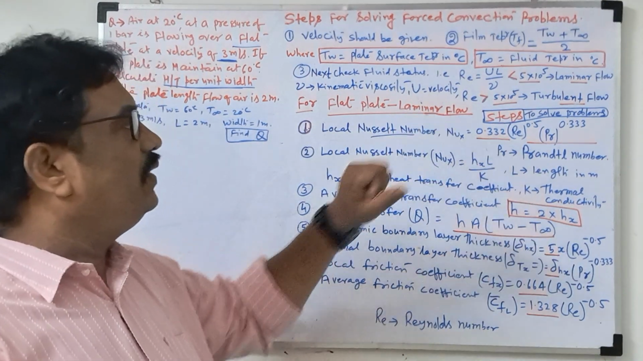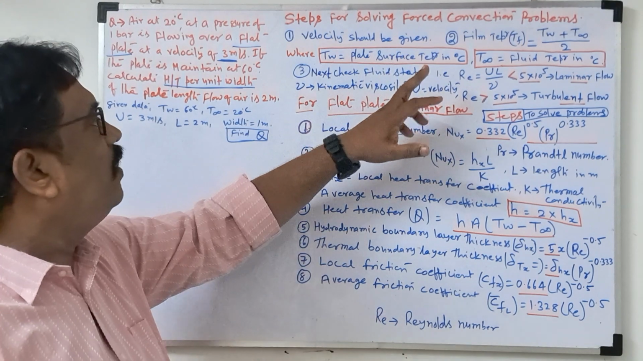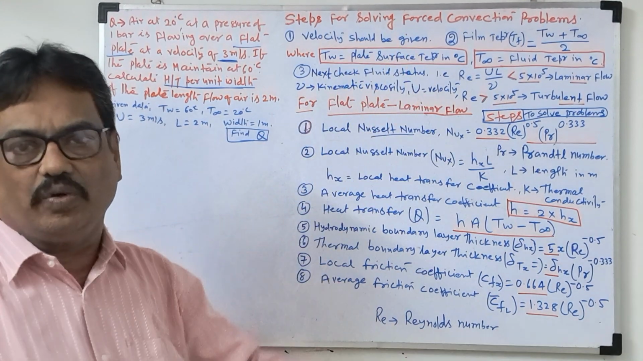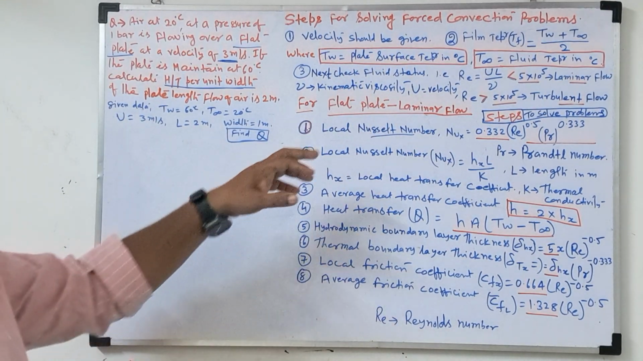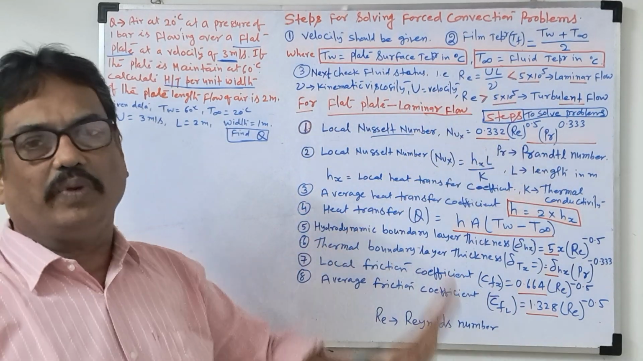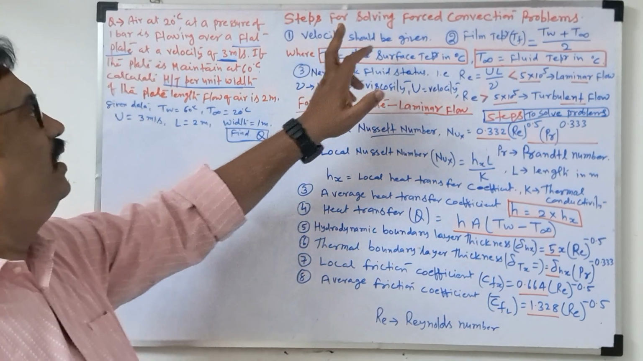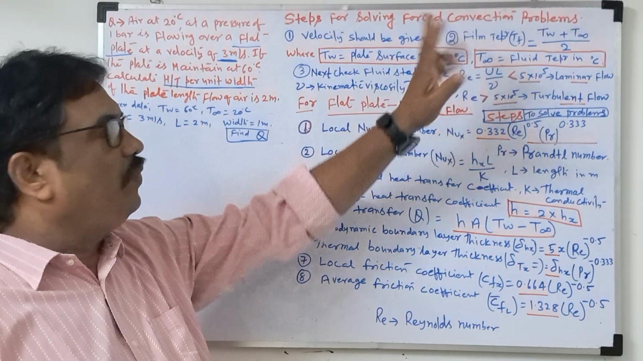How will we identify a forced convection problem? If velocity is given in the question, that means this problem belongs to forced convection. This way we can identify it. This is the trick here: velocity is given, forced convection problem.